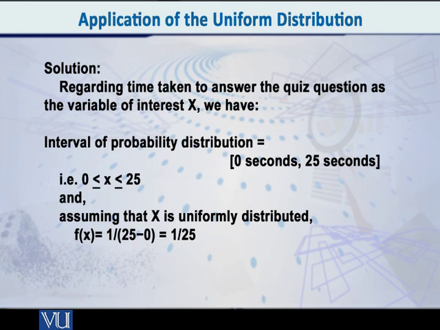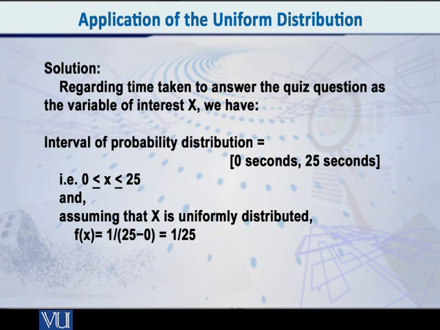Why have I said this? Because obviously we know that the PDF of the continuous uniform distribution is given by 1 over b minus a, where x lies between a and b. यहाँ a is equal to 0, b is equal to 25. So obviously 1 over b minus a is 1 over 25 minus 0. तो ये आ गया हमारे पास small f of x.